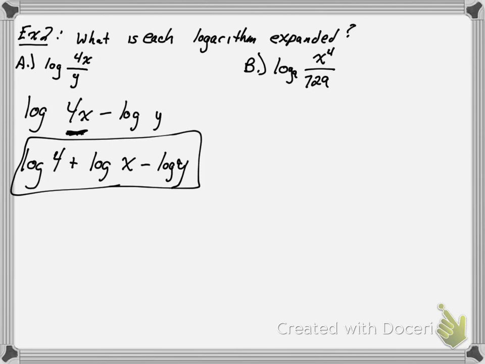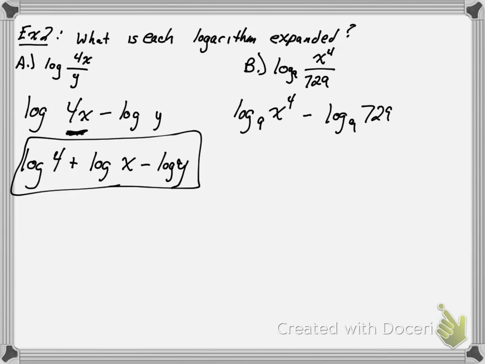Now, you can go ahead and work with 4 if you wanted to at the start there, but you don't really need to because the base is 10 and 4 is not going to be able to do anything with that base. So let's take a look at b. Log of x to the 4th divided by 729 base 9. Again, division and subtraction are paired. So let's break it up. Log of x to the 4th base 9 minus the log of 729 base 9.